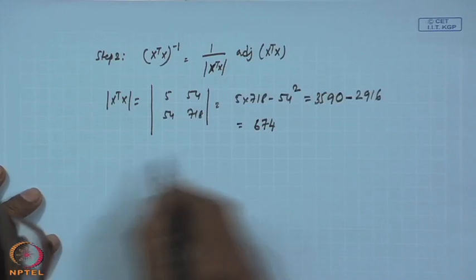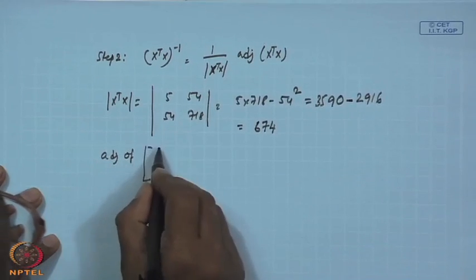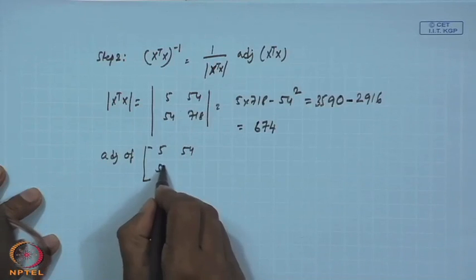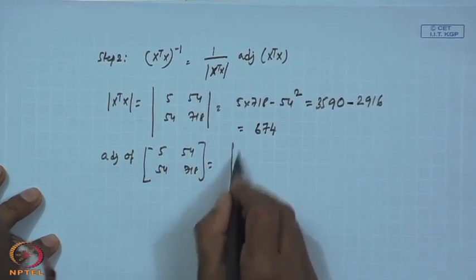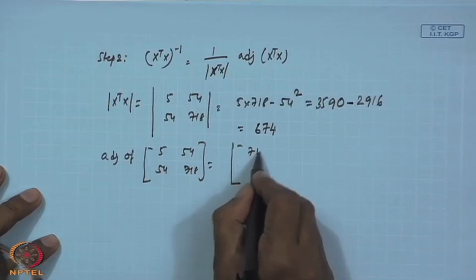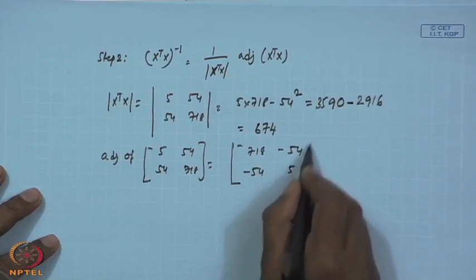Okay. Now the adjoint of this matrix 5, 54, 54, 718 will become, so 718 will come, minus 54, minus 54, 5, this will be like this.